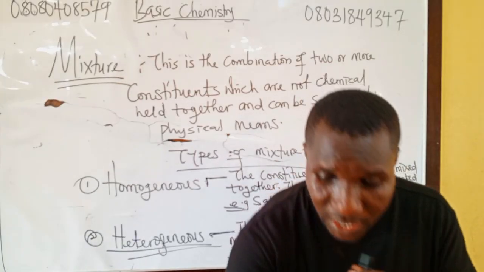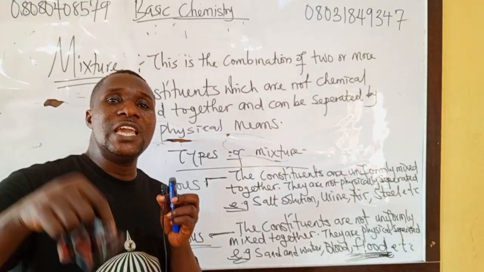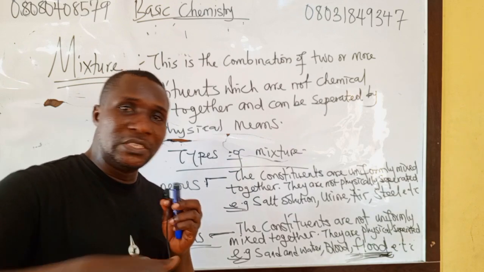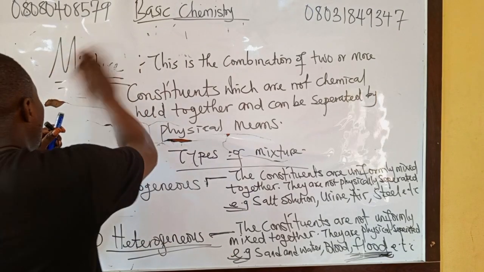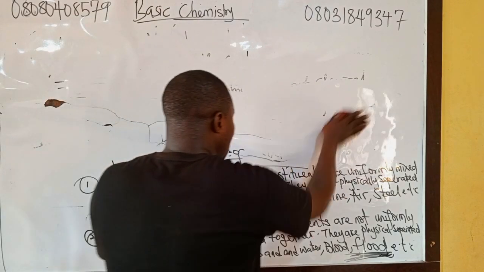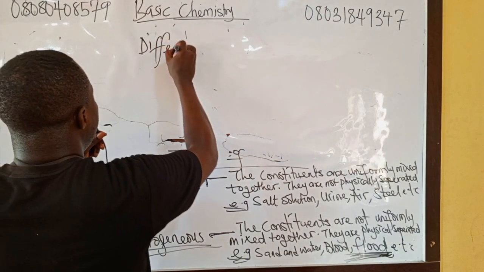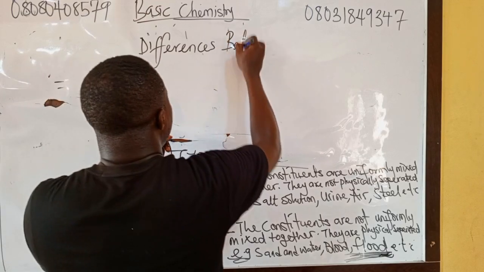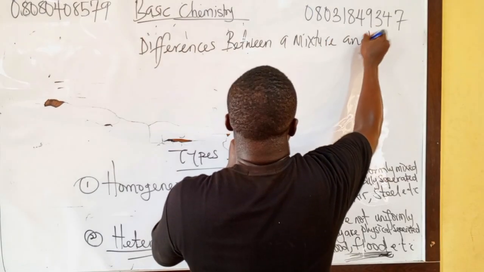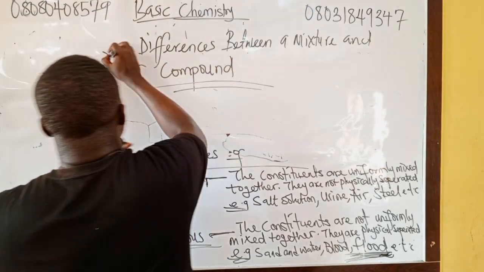Please take note. Let me give you this assignment, and if you do it, you can submit it. You will see a WhatsApp link below this video. You can press the WhatsApp link, join a group, then submit the assignment there. The assignment is: give me the differences between a mixture and a compound. Please take this as an assignment.